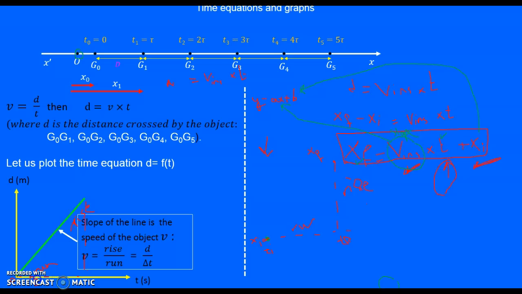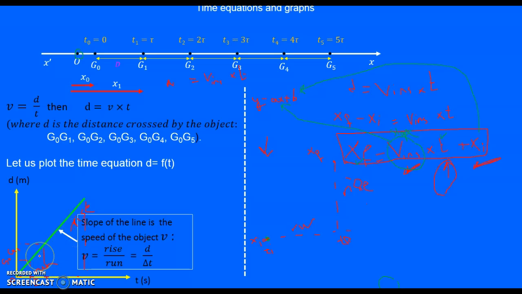So this is t1, and the point corresponding to it is G0G1, and so on. At t2 we have G0G2 here. t3 corresponds to G0G3, the distance covered after this time. So d versus t is an increasing straight line passing through the origin.